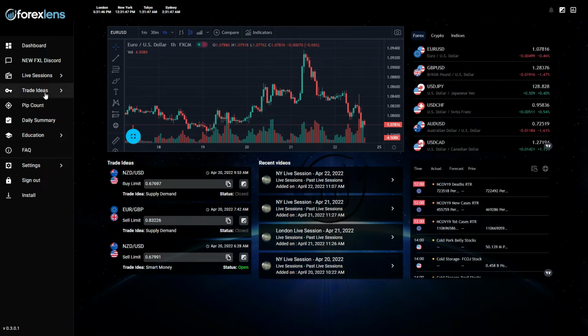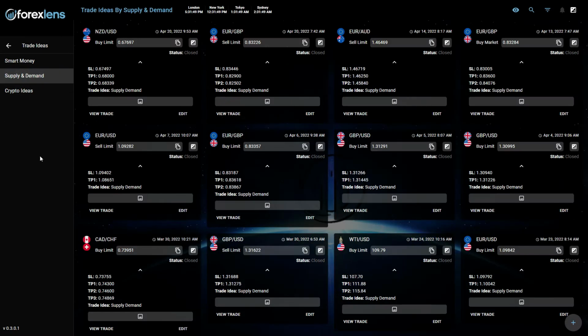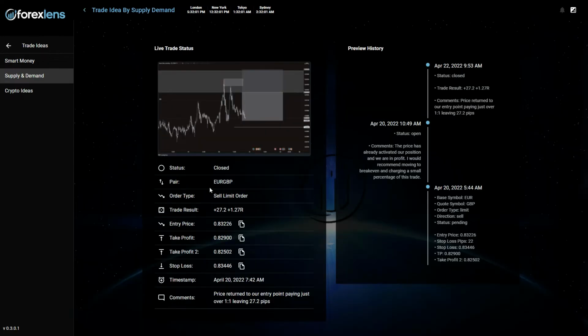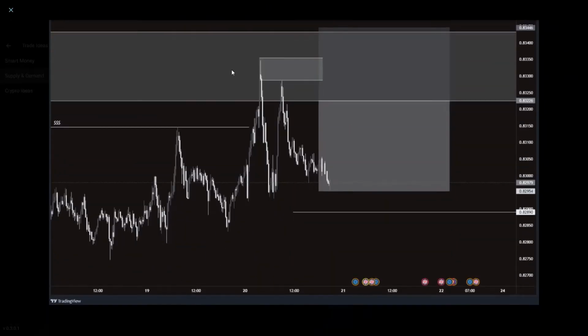Let's take a look. We'll check our supply and demand trading ideas first. We shared two ideas. They both paid a little bit more than 1-1. The first one was a buy signal on Euro Pound. This was the first one. If you can see, let me explain that to you.